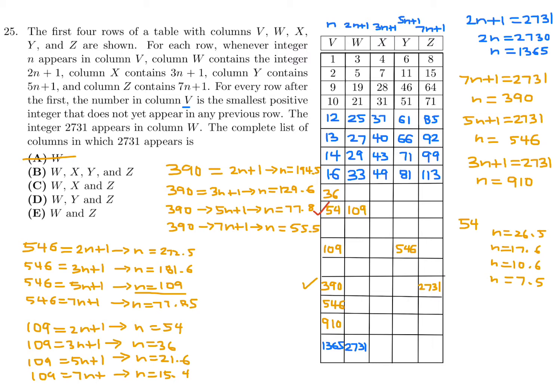Right? And that means that 109 cannot appear here. Since 109 has already appeared there, it cannot appear later on. So that is not allowed. And since 109 cannot appear there, we will not get a 546 there. And since 546 cannot appear there, it can appear here.